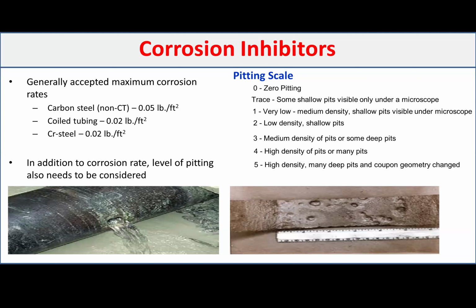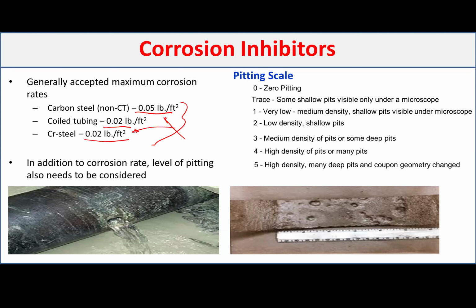And we have 2 types of corrosion rate limits, and that is like a standard all of us follow. For carbon steel non-chrome tubes, you need to be less than 0.05 pound per square feet. If it's coiled tubing or chrome steel tube, we're talking about 0.02 pound per square feet. And this is, I will not say standard, but that's the best practice that our industry likes to have. These 2 numbers are really critical. You don't want to exceed either of these numbers in the corrosion rate testing.